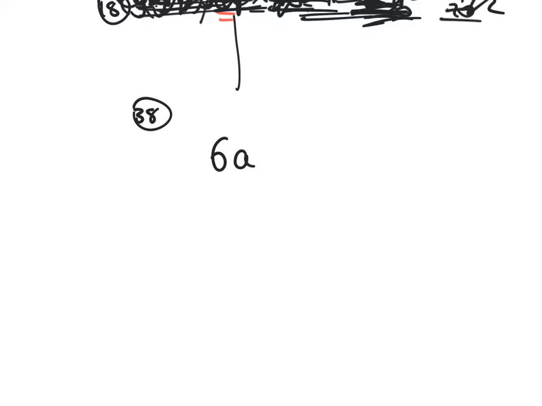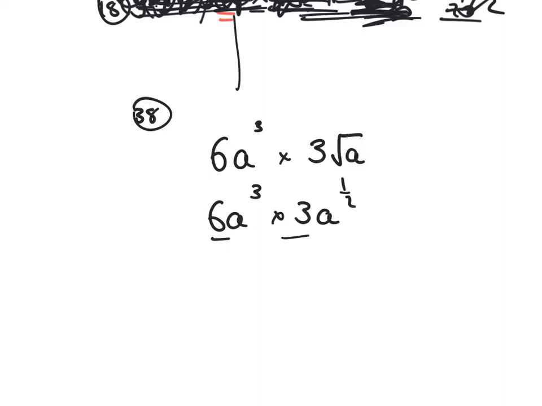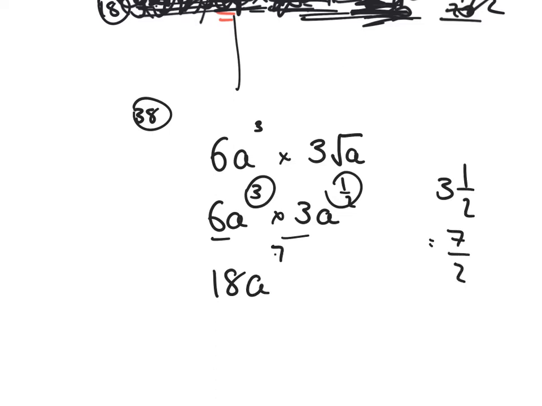Okay, example 38. We've got 6a cubed multiplied by 3 root a. Okay, so that's 6a cubed multiplied by 3a to the 1/2. 6 3s are 18, and I'm going to add the powers. 3 plus 1/2 is 3.5. That's 7 over 2, so that's 18a to the 7 over 2.